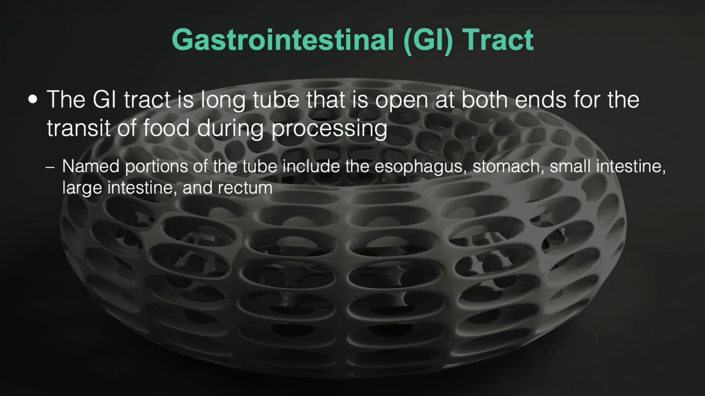As you pass through the tube, the walls change shape a little bit. It's segmented. And we give sections of that tube different names. You've seen the esophagus, the stomach, the small and large intestines, and the rectum in lab. Those are the major parts of the GI tract.